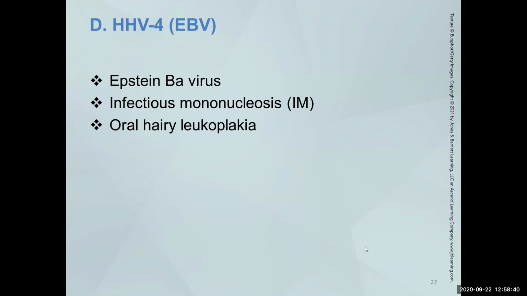Then you've got your Epstein-Barr virus. That's your number 4. You have mononucleosis, and then you've also got hairy leukoplakia. All of these, the last two, can be symptoms of the Epstein-Barr virus.